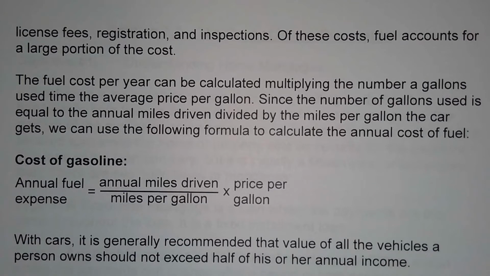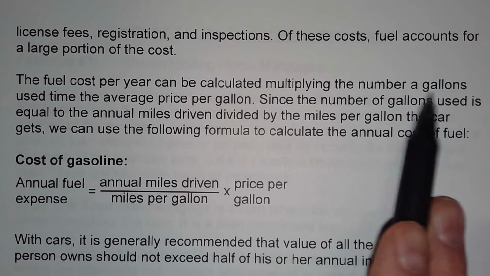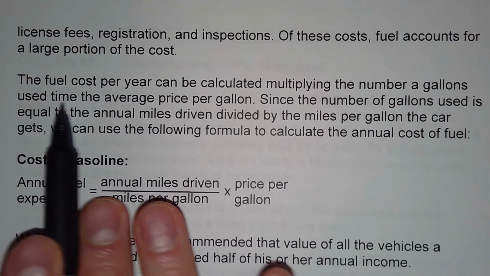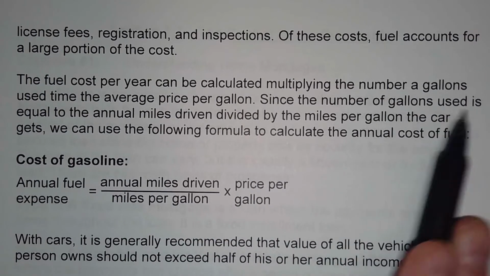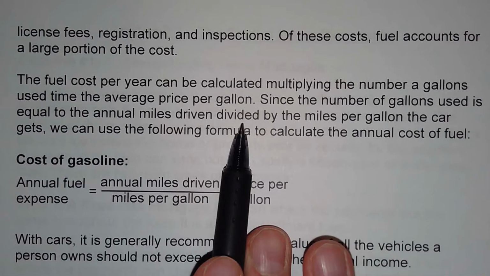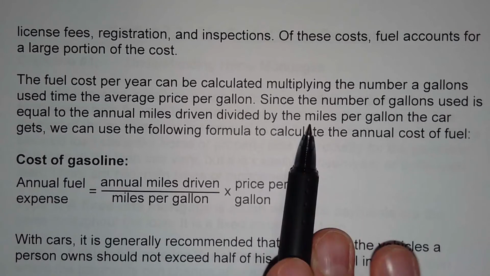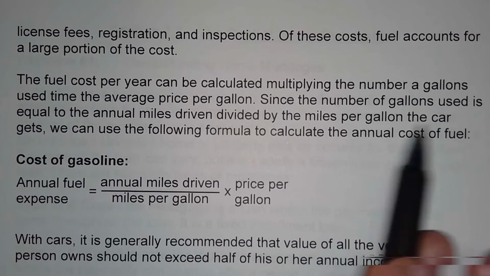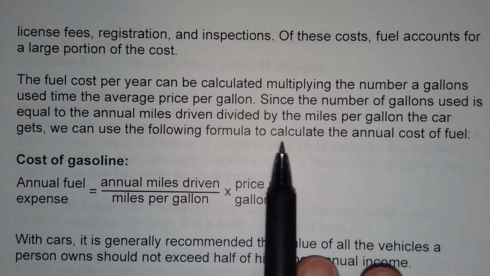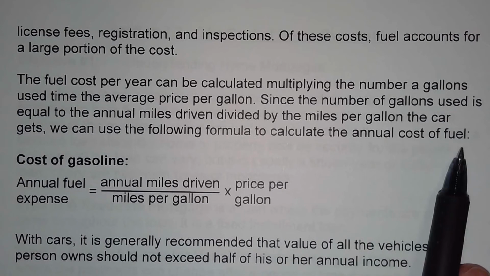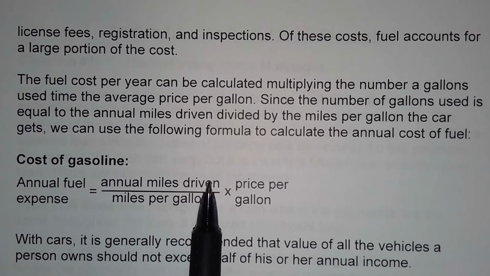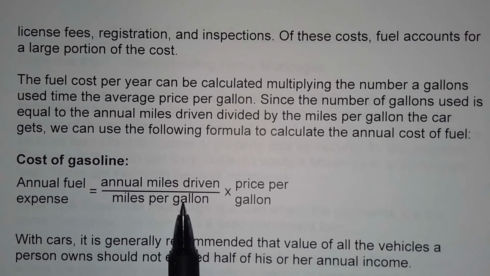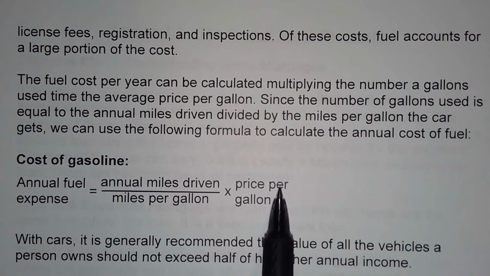The fuel cost per year can be calculated by multiplying the number of gallons used times the average price per gallon. Since the number of gallons used is equal to the annual miles driven divided by the miles per gallon the car gets, we can use the following formula to calculate the annual cost of fuel. So annual fuel expense is going to be the annual miles driven divided by the miles per gallon times the price per gallon.